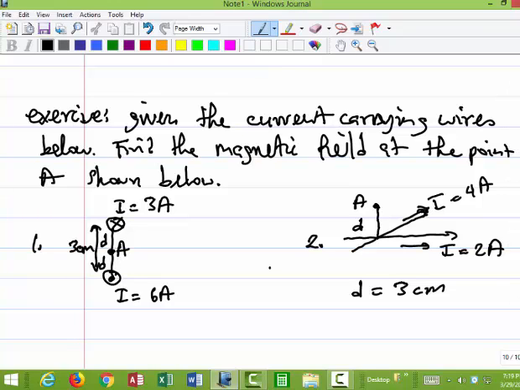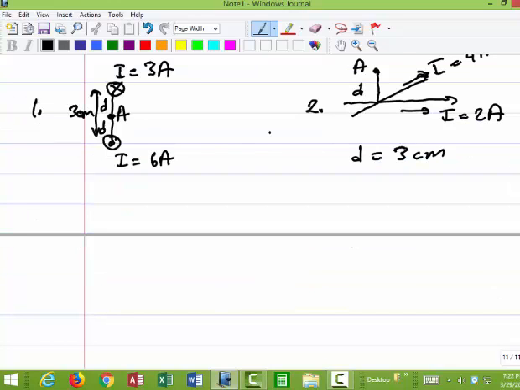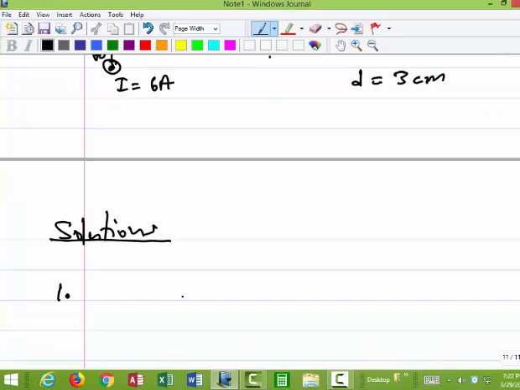So the same principle applies. At some point, one of the fields is going to be pointing to the right and one to the left. Oh, mu naught, the permeability, is 4 pi times 10 to the negative 6. Is it 6 or 7? Negative 7. Let me give you an idea how to do number 1.